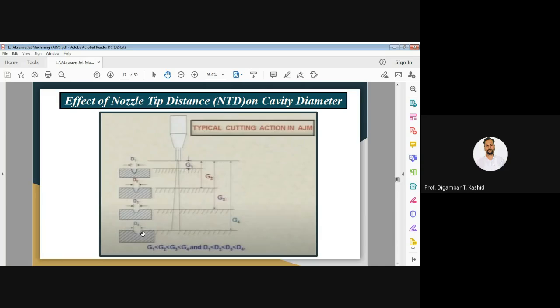However, please note that beyond a certain limit, if you keep on increasing the standoff distance or nozzle tip distance, the depth to which the penetration takes place will keep decreasing. As the abrasive particles keep moving further away, their kinetic energy keeps decreasing because of so many factors. That is why the depth keeps decreasing, but the width or diameter keeps increasing as the standoff distance keeps increasing. So this point we need to consider.